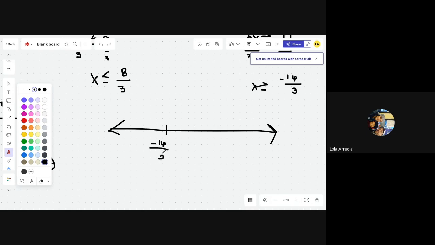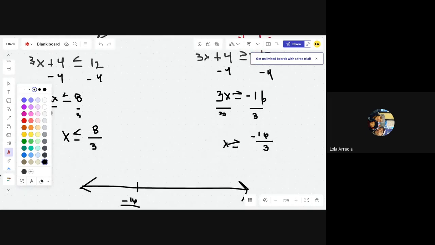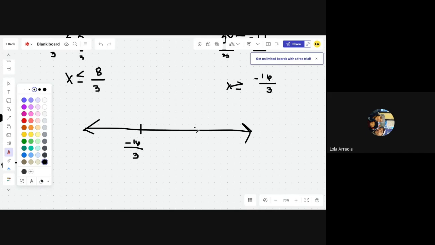So -16. Is it really negative? Oh, yeah, -16. And 8/3. Okay, this is negative infinity. This is positive infinity. At 8/3, do I have an open or closed circle? Well, I have equal to, so that means including 8/3, so closed circle. I have -16/3. Again, I have equal to, so that means including.